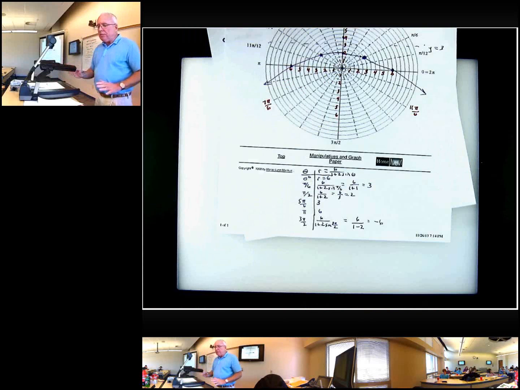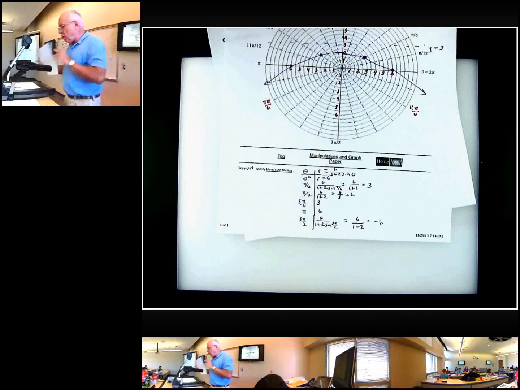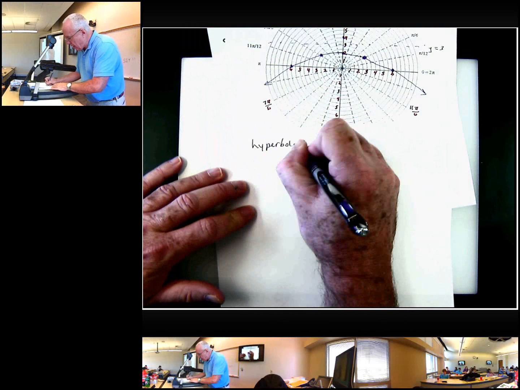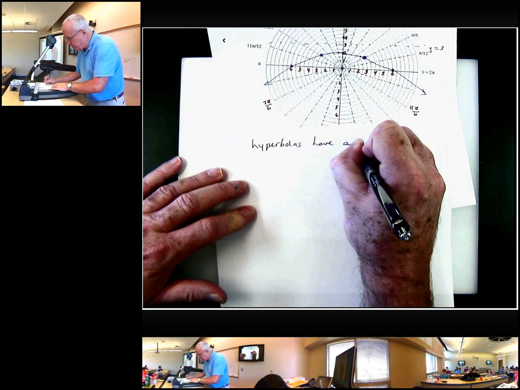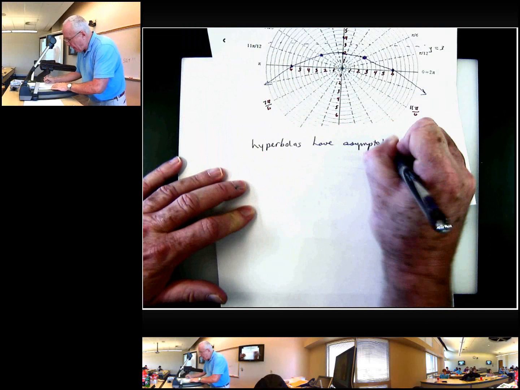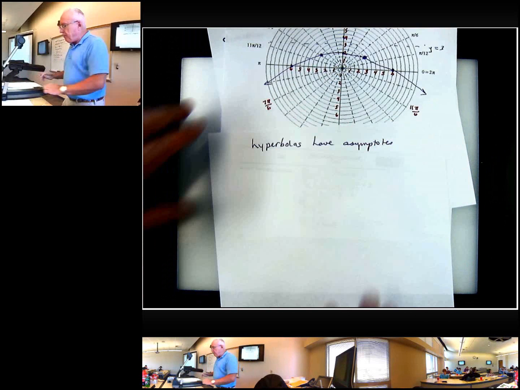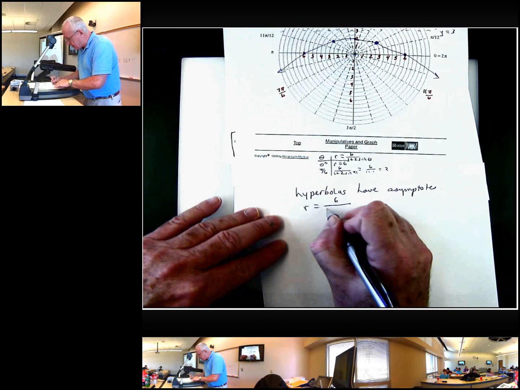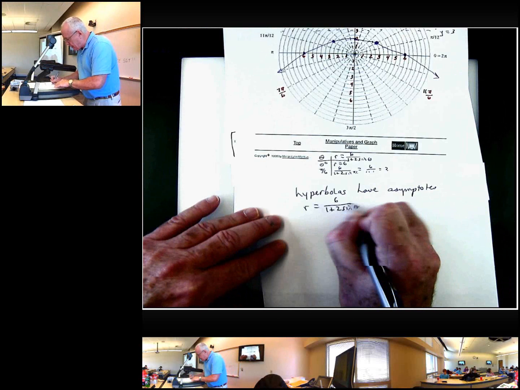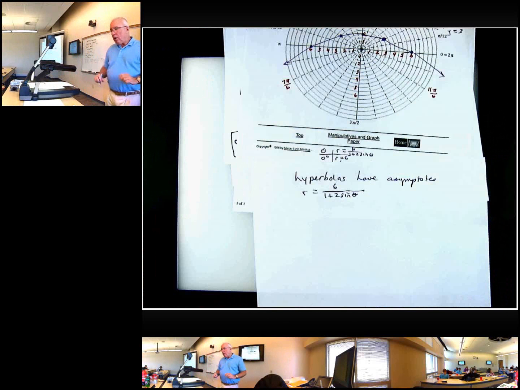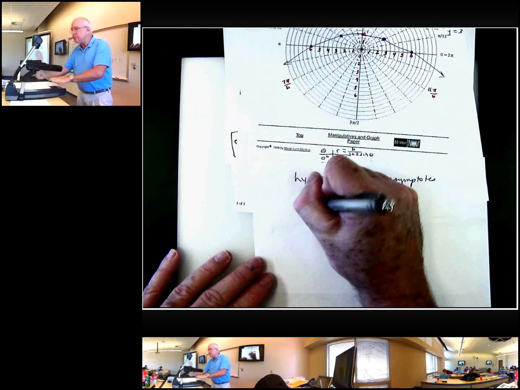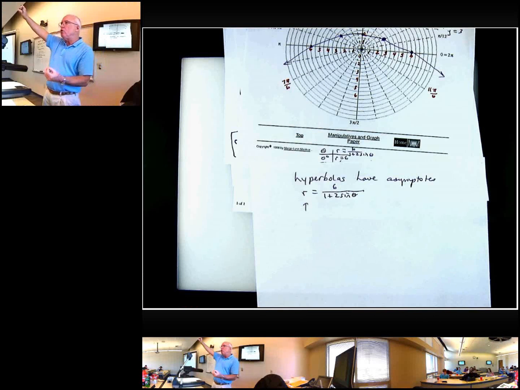What I wanted to say was this. We remember that these hyperbolas all have what are called asymptotes. Hyperbolas have asymptotes. And how can we figure out the asymptote from this formula here? Here's our formula. R is equal to 6 over 1 plus 2 sine of theta. Our asymptotes are going to be where the r, the distance from the origin, is going to go to infinity.